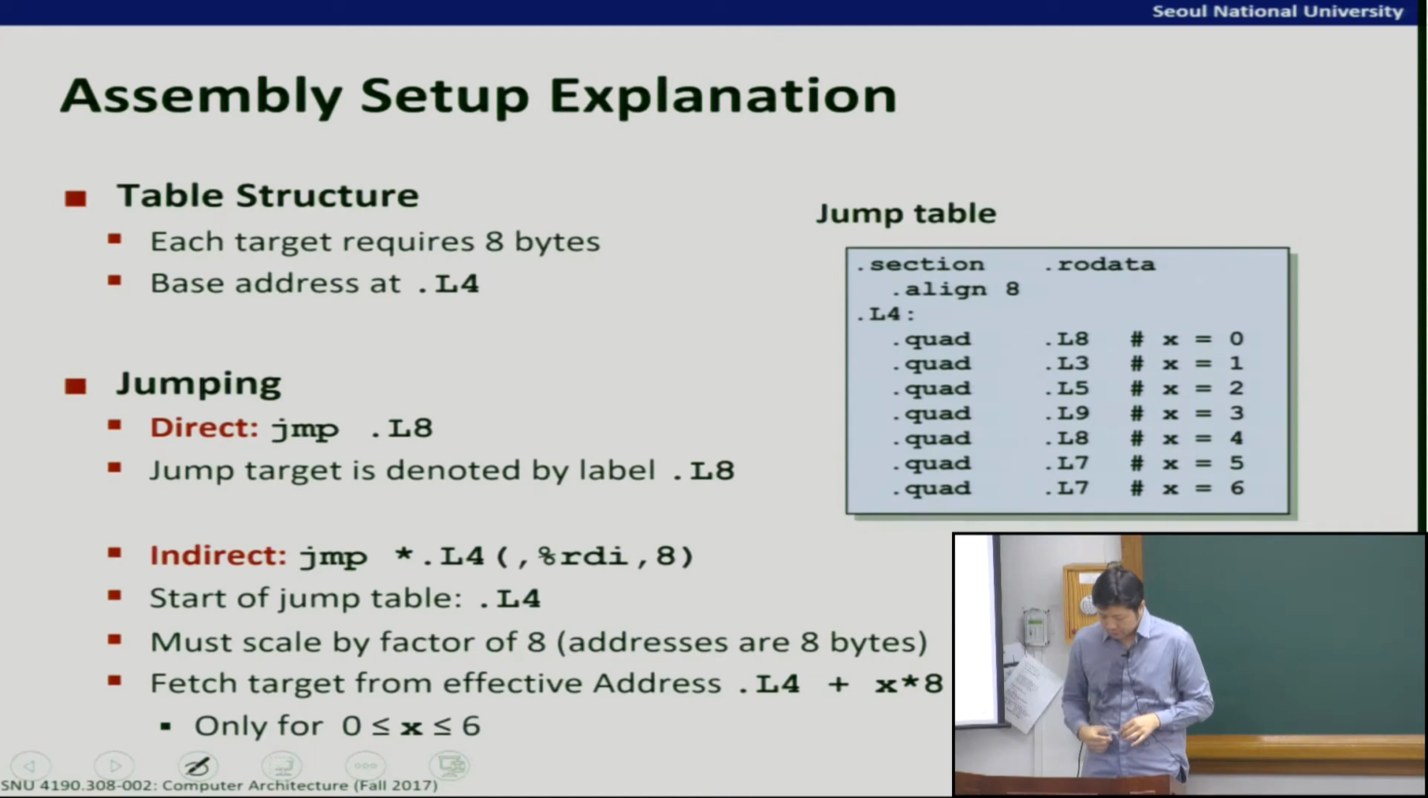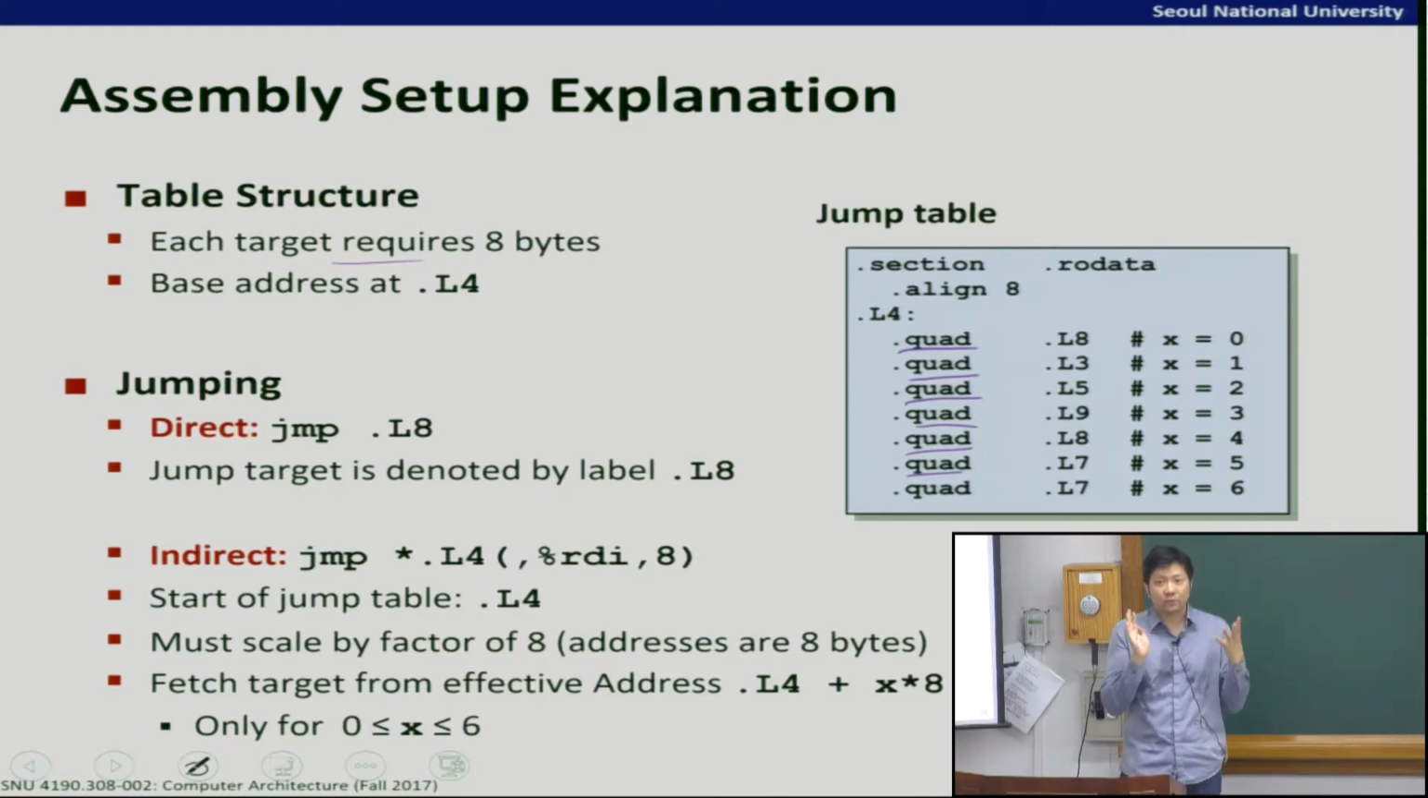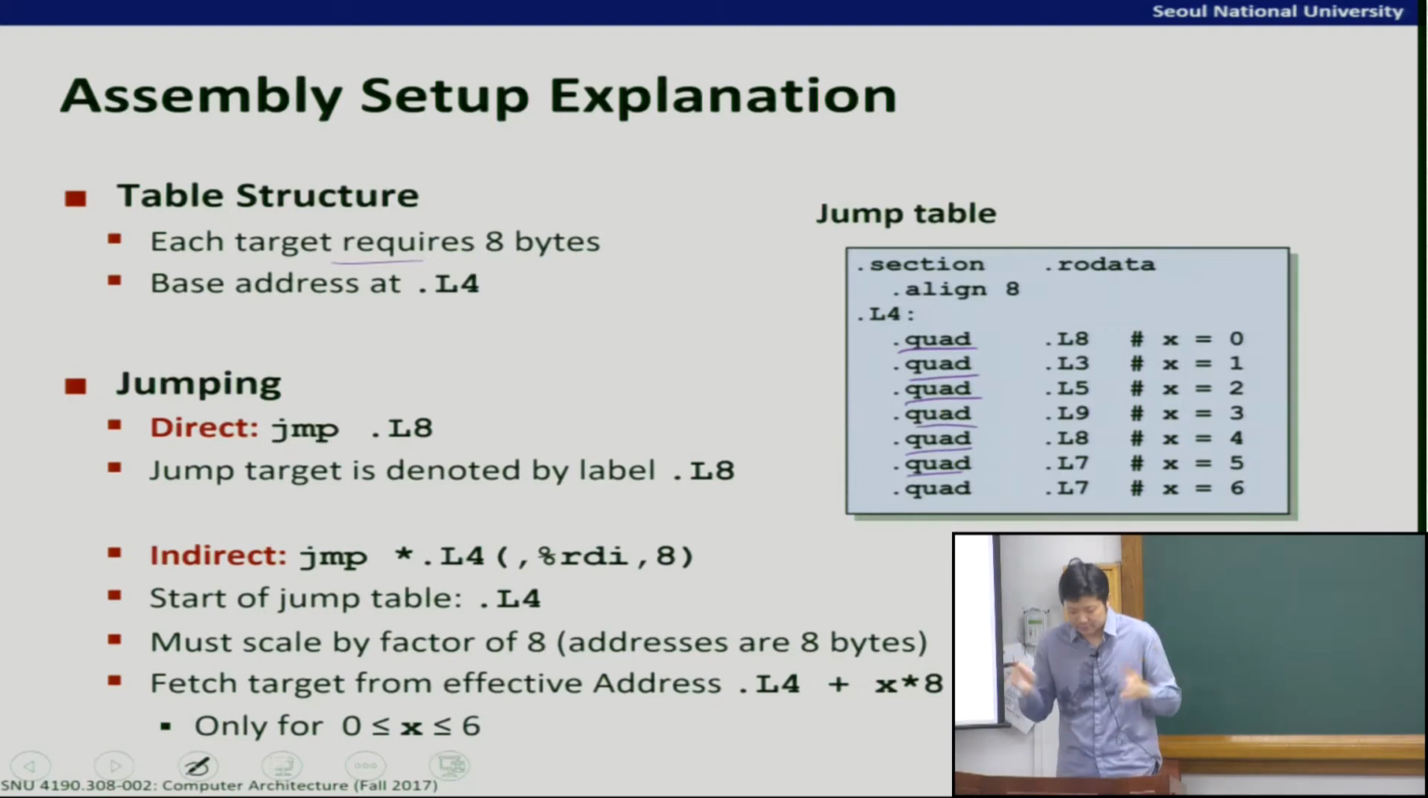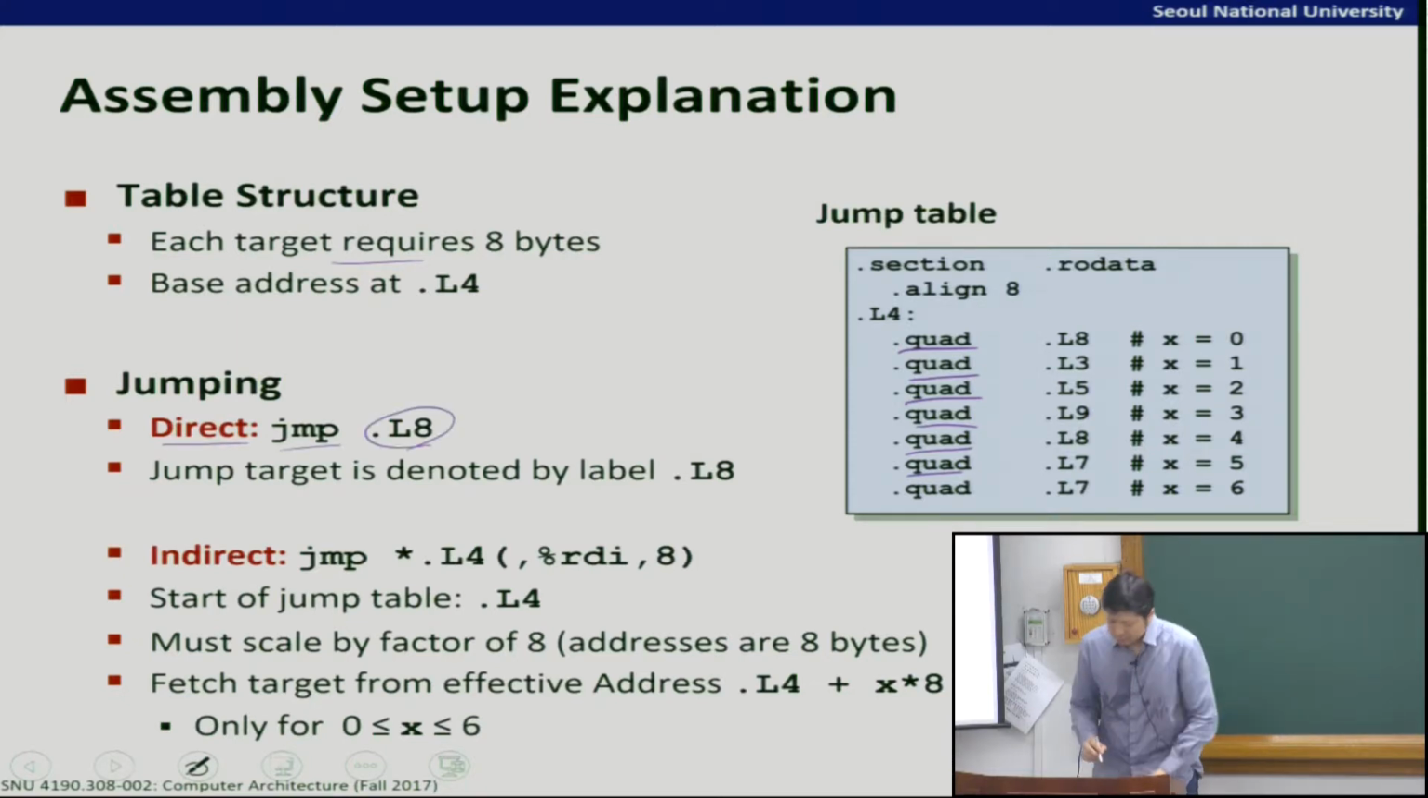Here are more details. Here's the table structure. Each target requires 8 bytes. Here we have 7 targets, 0 through 6, and each requires 8 bytes because we are assuming a 64-bit architecture, so an address is 8 bytes. And if you remember, this is a direct jump. Direct jump means you jump to the location labeled .L8.